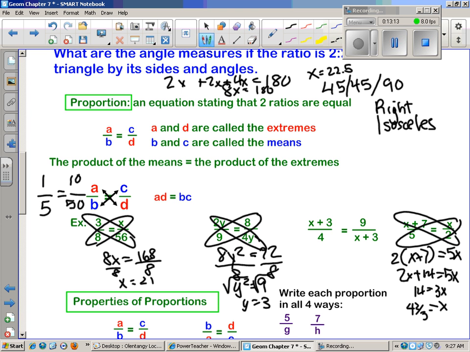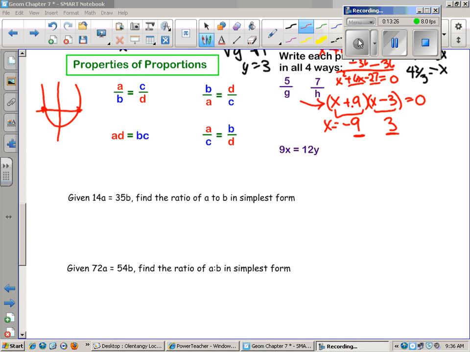I tell you, a very, very common mistake is to just take the 2 times the x and not multiply 2 times both. So this is the cross products. This is the means and extremes.